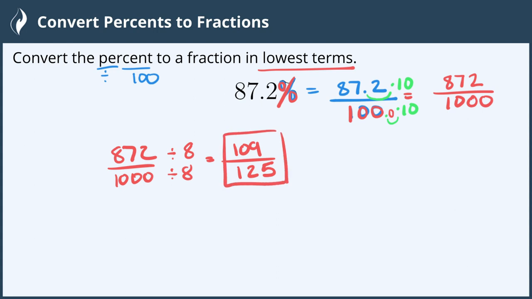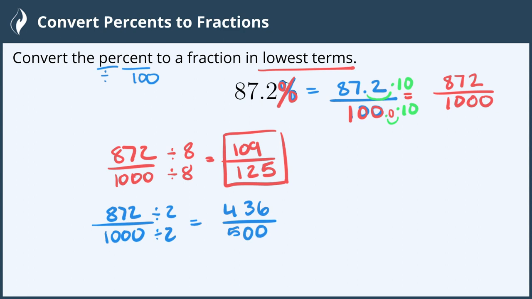Now some of you may not know 872 is divisible by 8, so we can start out smaller if you'd like. 872 and 1,000 are both even, so we can just divide by 2. 872 divided by 2 is 436. 1,000 divided by 2 is 500. I can see these are both even, and again, I can divide by 2.